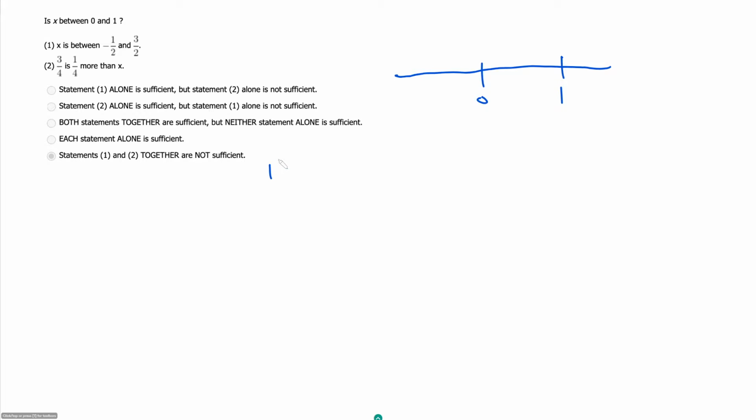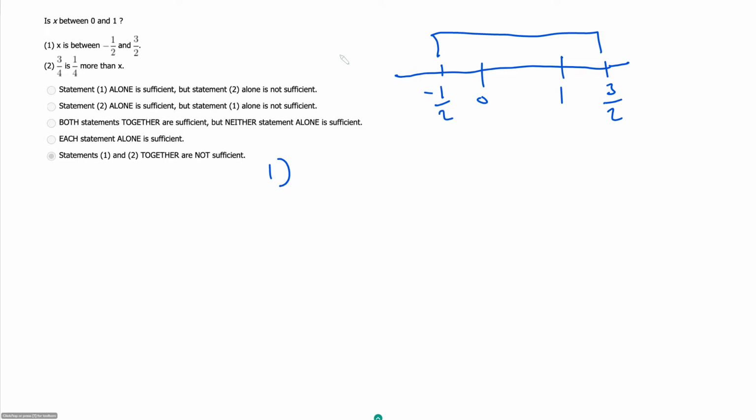On to the statement. Statement 1, x is between -1/2 and 3/2. So -1/2 is over here to the left of 0. 3/2 is 1.5. So that's to the right of 1. We know x is within this range here.